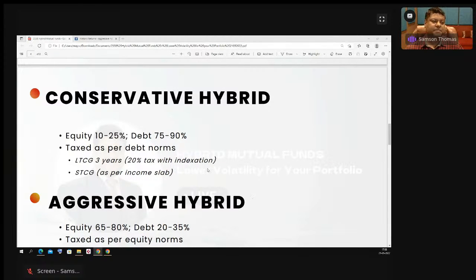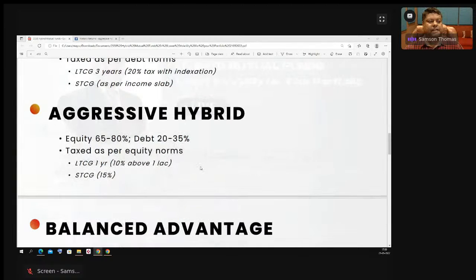And the conservative hybrid. Because this is in debt, what we are trying to understand here is that in these kinds of funds, the volatility is low. So if you want to cushion your overall portfolio volatility, these are some of the instruments that can be used, depending on the amount of time that you are willing to invest, and also your overall asset allocation strategy, right? And then there is something which is called the aggressive hybrid.